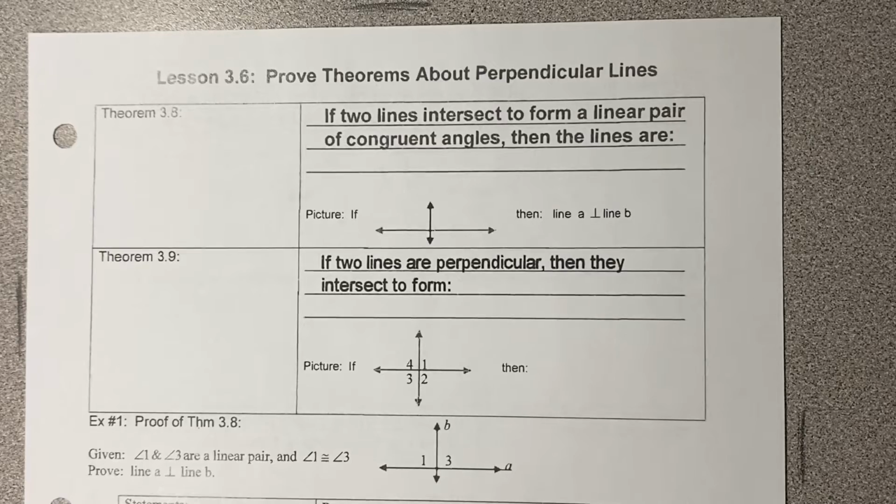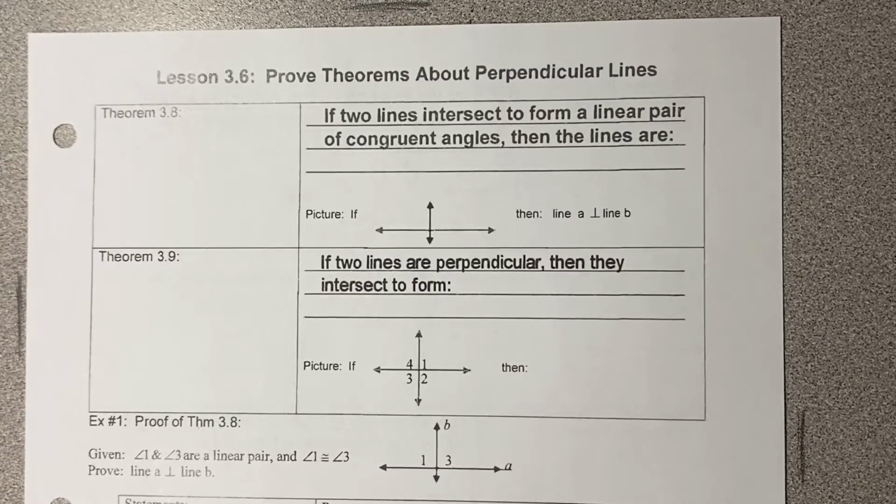Hello, geometry honors. This is our final lesson in chapter 3, and it's lesson 3.6, prove theorems about perpendicular lines. And I will let you know up front that you're not going to use these theorems in any proofs that are on any assessments, but you're actually going to use the relationships. But you're not going to have to fill out any proofs using these theorems. So we've got a few theorems to look at.